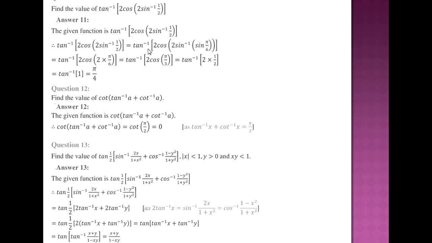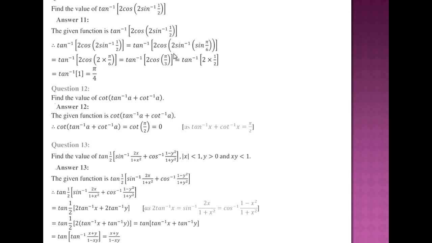So it is very clear, tan inverse 2 cos 2 sine inverse, and your half is nothing but sine pi by 6. Sine 30 is your half. So in place of half I am writing sine pi by 6, so that this sine inverse and this sine get nullified. You are left with 2 into pi by 6. So 2 and pi by 6 can be cancelled. 2 can cancel 6 3 times, so it is pi by 3.